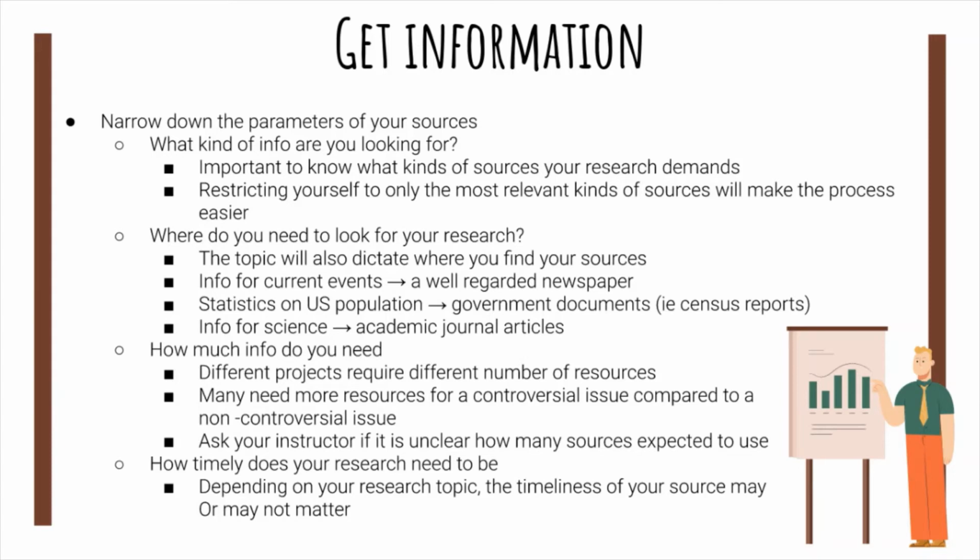Looking for information from the science field, you would go to a well-renowned academic article. Another parameter to help limit your scope of information is, how much info do you need? Different projects will require a different number of resources. For instance, if you're talking about a controversial issue, you may need more resources than for non-controversial issues.